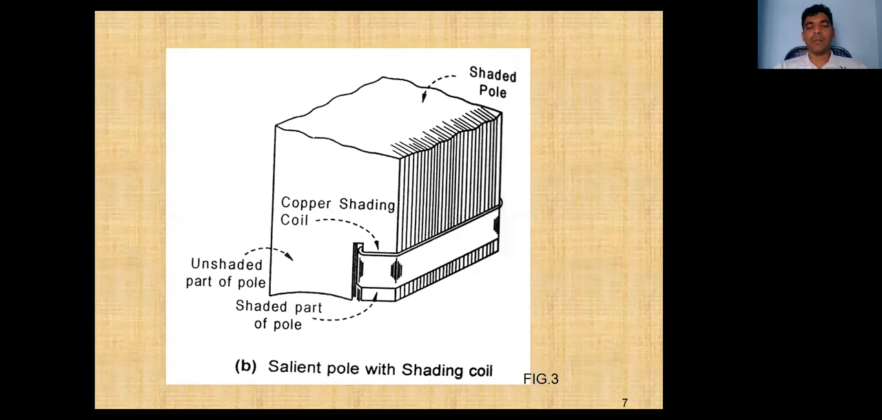This is the salient pole with shading coil. It is the copper shading band. This is the shaded part. This is the unshaded part. These laminations are used to reduce the eddy current losses. Shaded pole type pole construction, copper shading coil.